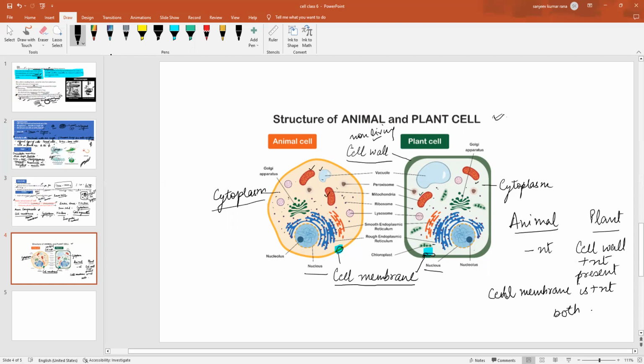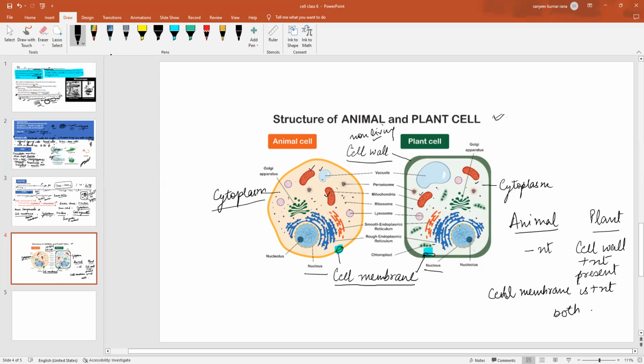Among these cell organelles, some will be present only in plant cells. Okay, like we know plant cells are green in color, this consists of chloroplast. So chloroplast will be present in plant cell only. Same as, some vacuoles will be present only in plant cells. Centrioles will be present in animal cells only. So there is a difference in a few organelles which are present in plant cells and not available in the animal cell.